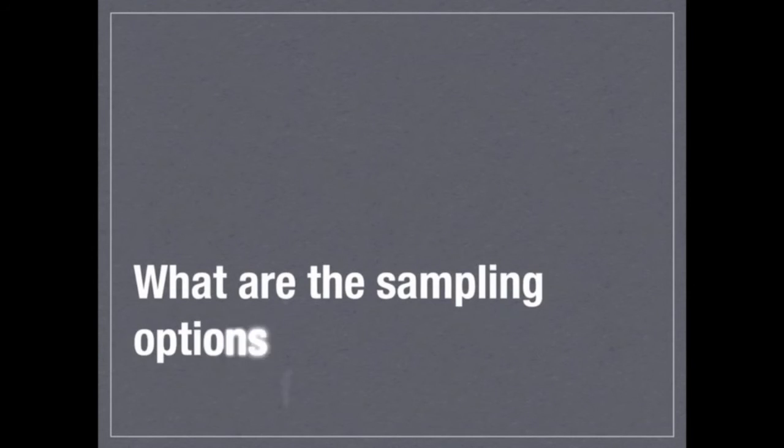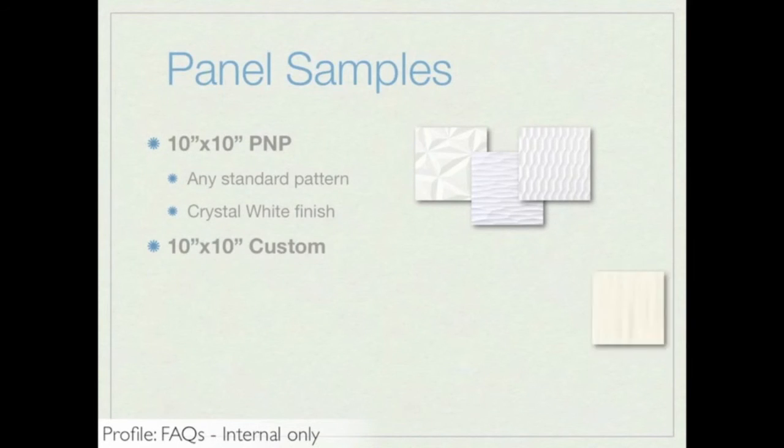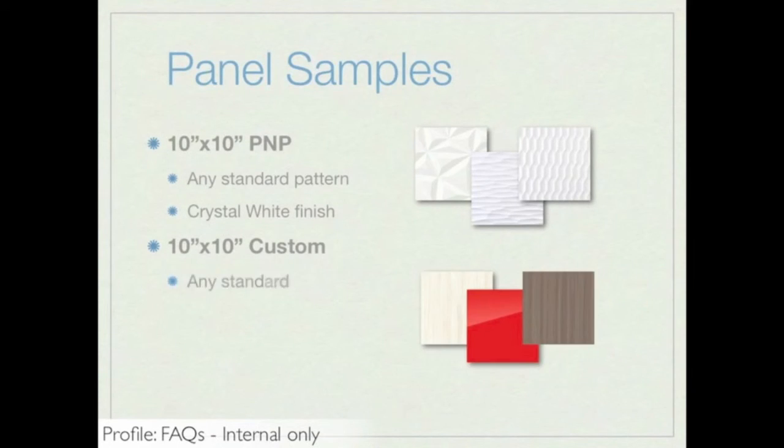What are the sampling options for profile? Panel samples are available in 10 by 10 pick and pack pieces in any standard pattern with a crystal white finish. Customers can also request a 10 by 10 custom piece in any standard pattern, unfinished, or with any of the standard finishes. Tile samples are available as full-size tiles, either as pick and pack or custom.